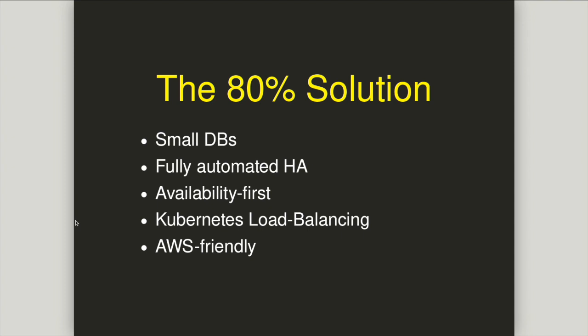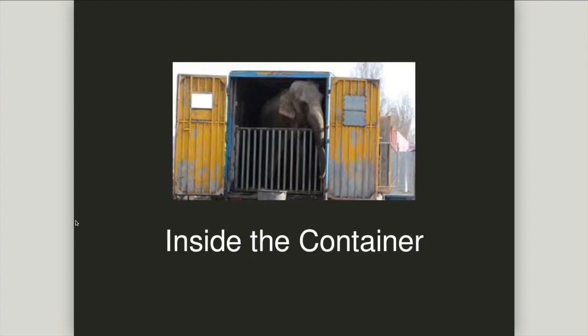That is small databases, not necessarily small in size, but at least conceptually small, databases that support one application, fully automated high availability, HA that's oriented towards availability first, and this is your basic sort of decision, availability first versus consistency first, et cetera. CAP theorem, you have to make decisions. Relying on Kubernetes itself for things like load balancing. And initially, and usually a big concern for people is it being friendly to the AWS environment. There's a lot of people running in the AWS environment. And these are the things that Patroni fulfills.